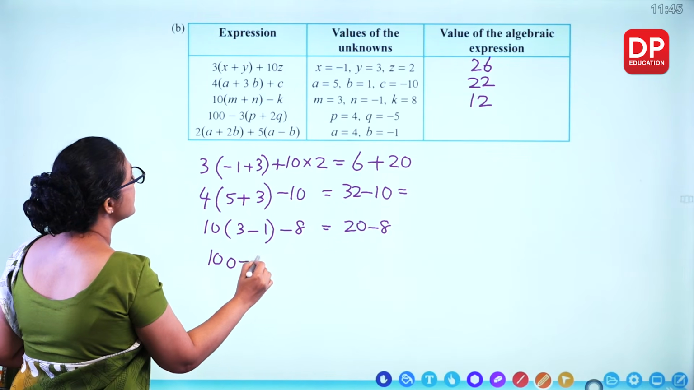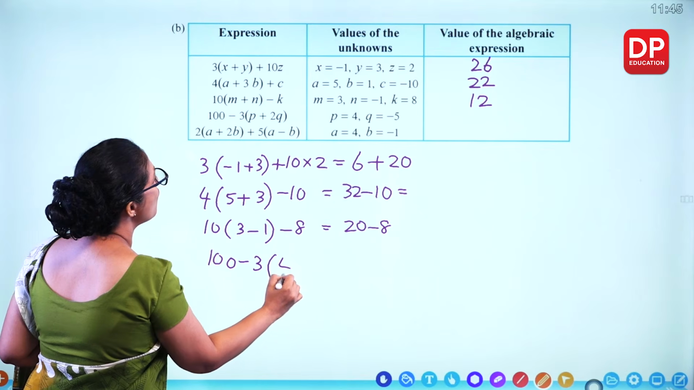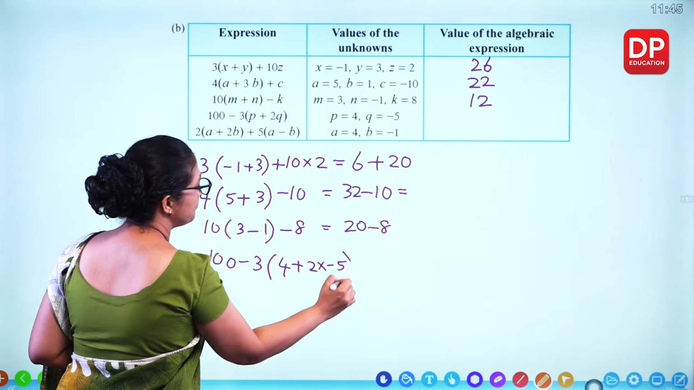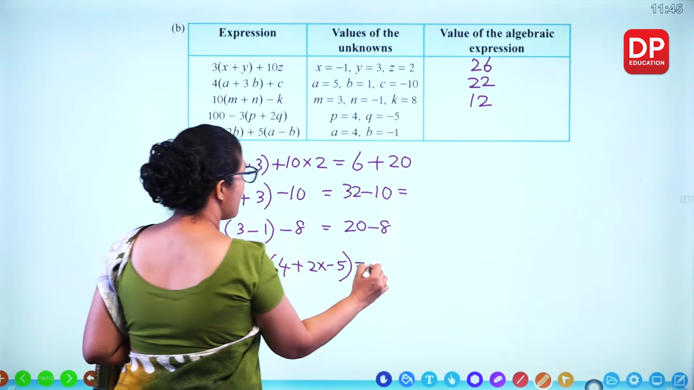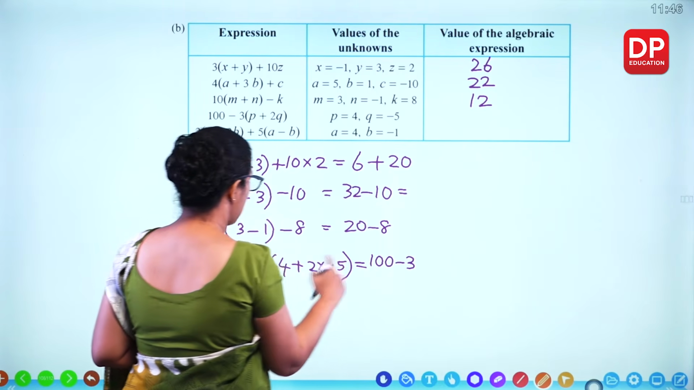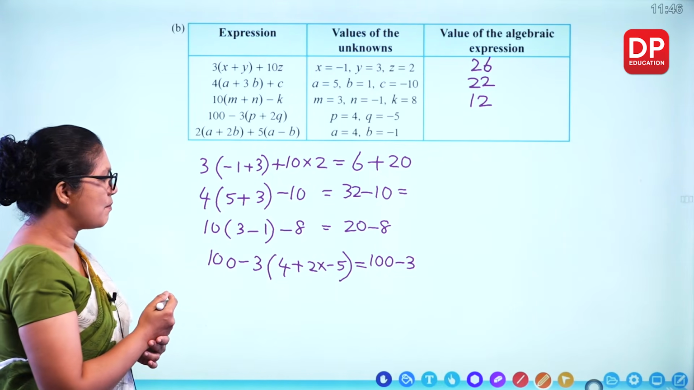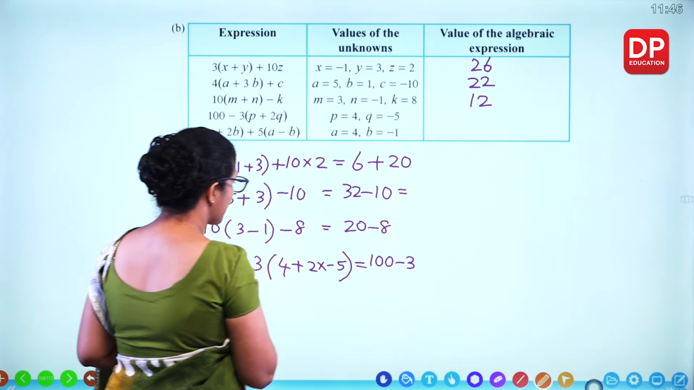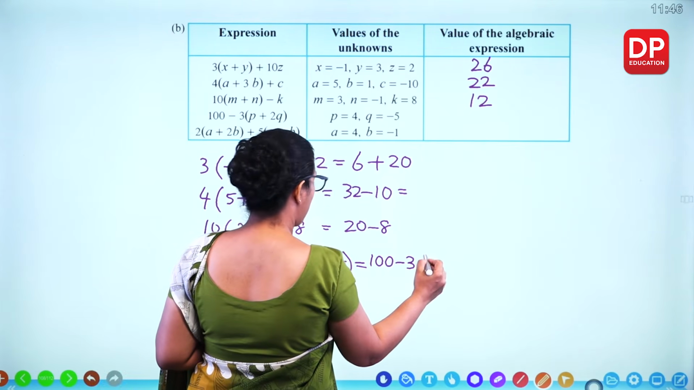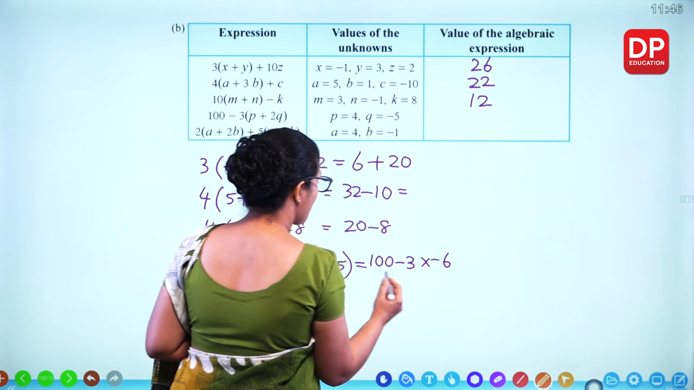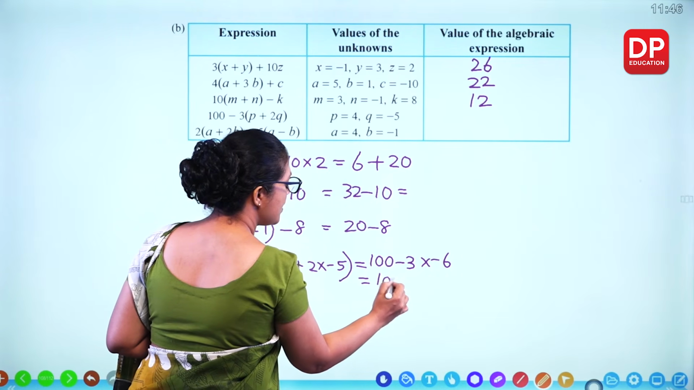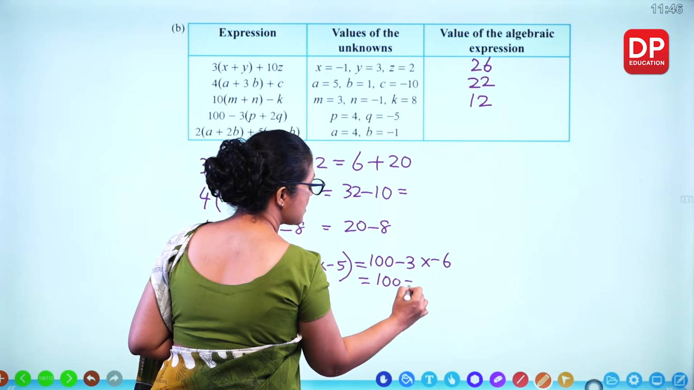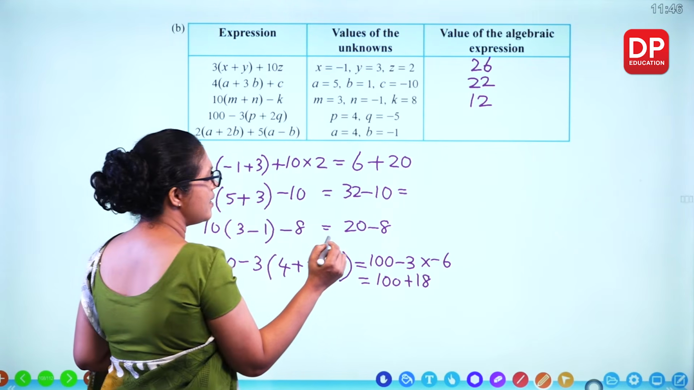100 minus 3. p is 4. q is minus 5. 100 minus 3, here minus 10 here. Minus 10 plus 4, minus 6. 100, 6 times 3, 18. That's plus 18. So, 118.